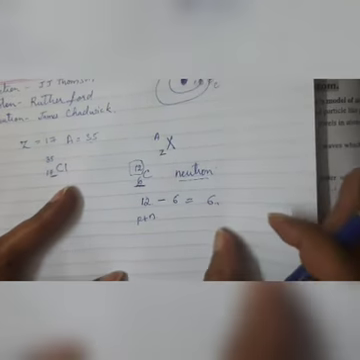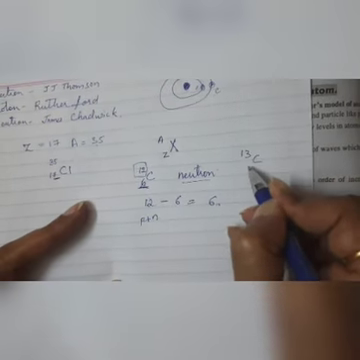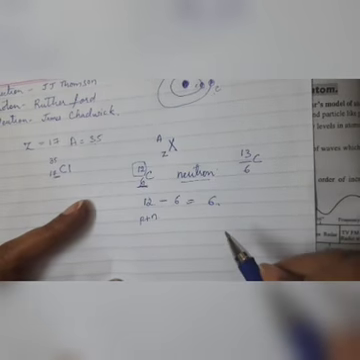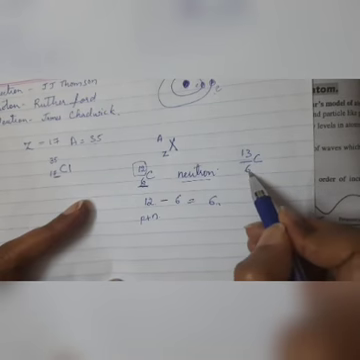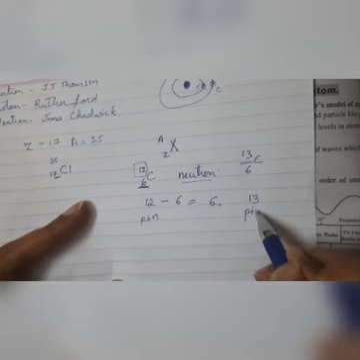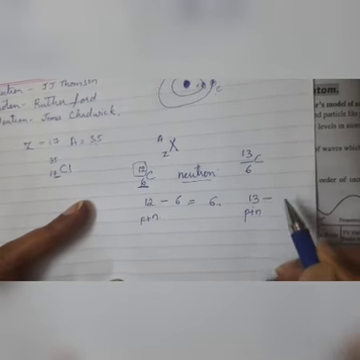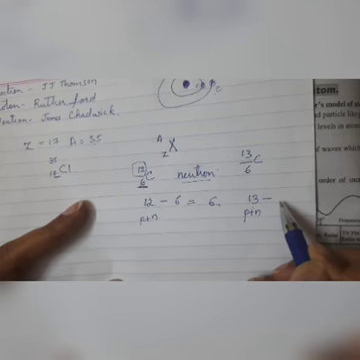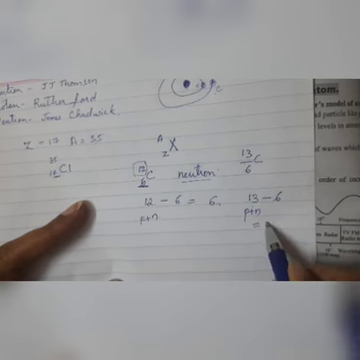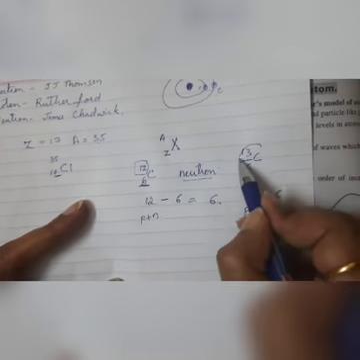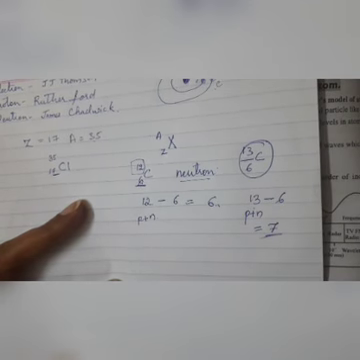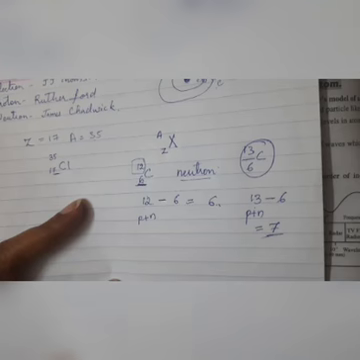Suppose I write 13C with atomic number 6. That is one more isotope of carbon. How many neutrons are present in this one? You have the mass number 13, which is the sum of proton plus neutron, minus the number of electrons or protons, which are equal. If you take out this 6, how much are you going to get? You are going to get 7. So there are 7 neutrons in this. In this way, we should be able to predict the number of neutrons.